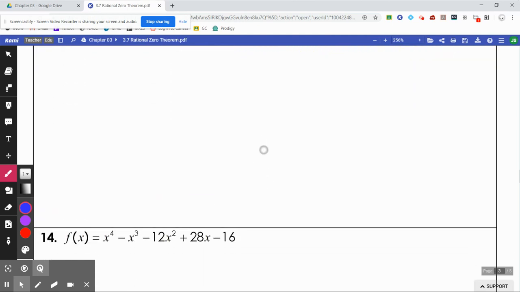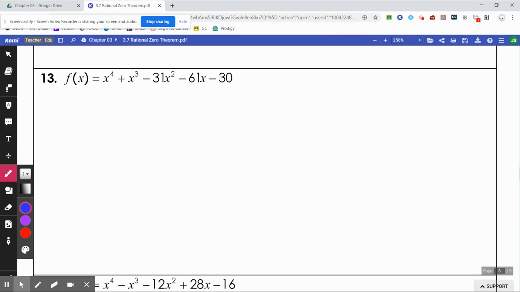Okay, number 13. Just got a couple more, I believe. For 13, we're now looking for 4 roots. I might show you a trick on this, and we'll do this one the other way. So 4 different roots, all the factors of 30 over all the factors of 1.